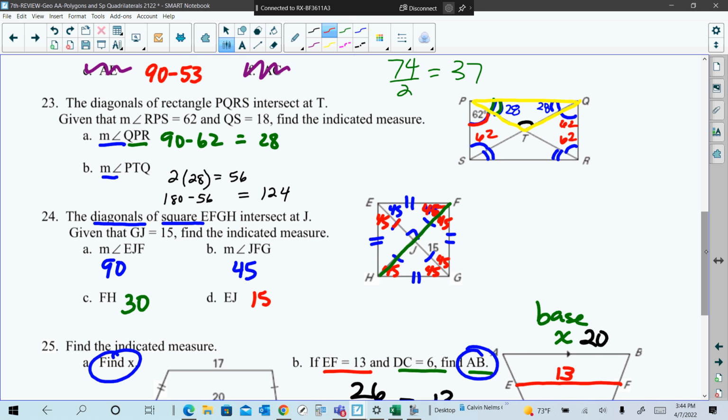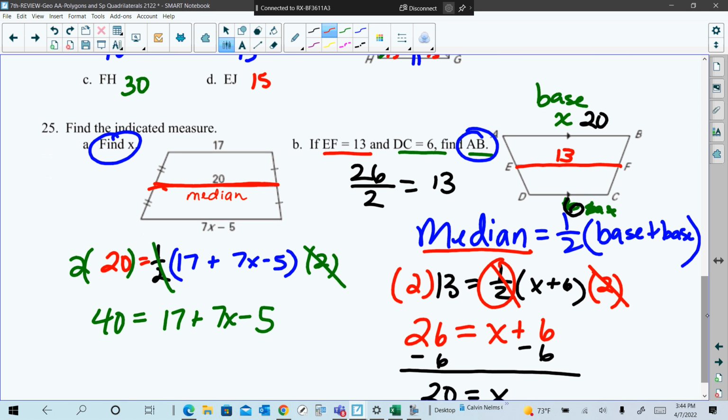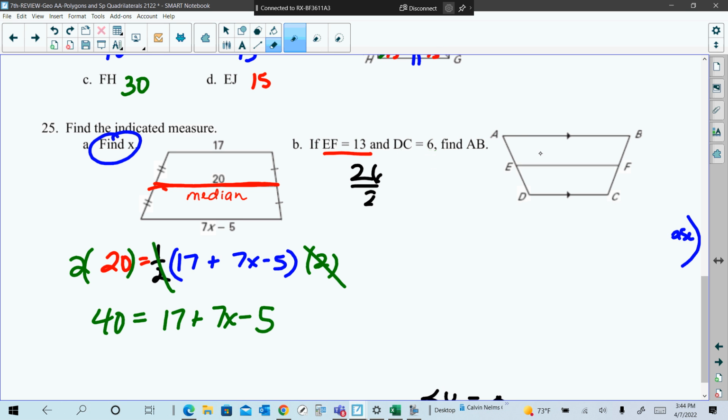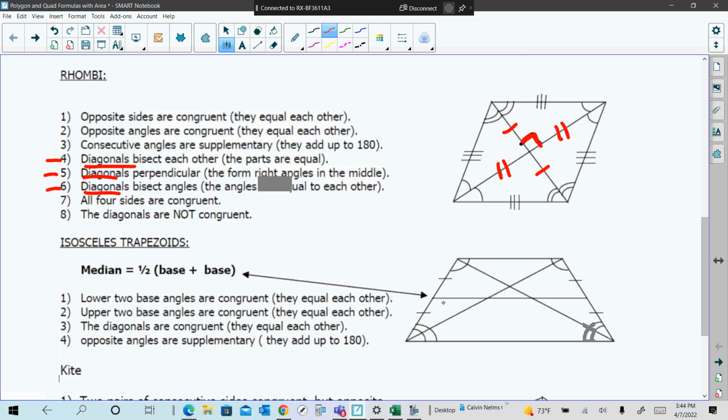Now when you get to 25, this is when we are dealing with a median. Okay, so I kind of highlighted a median, and I'll probably redo this one with y'all. I went ahead and highlighted the median in red, and I'm going to show you two formulas that might help you. Now on the formula chart or the summary sheet here, it tells us this median, which is this segment here, is the same thing as a midsegment, okay? And that's the formula used for the median.